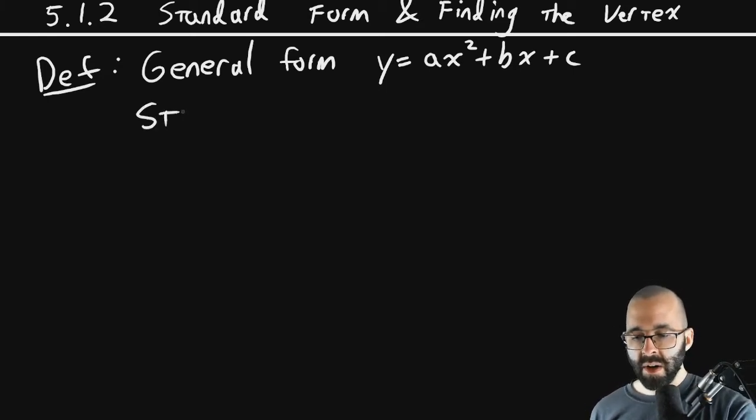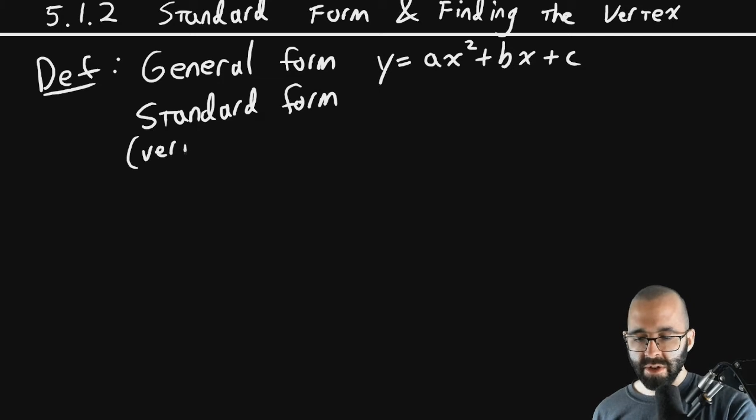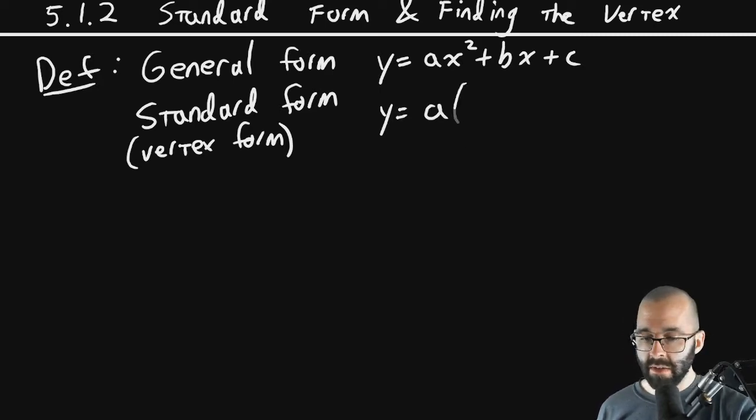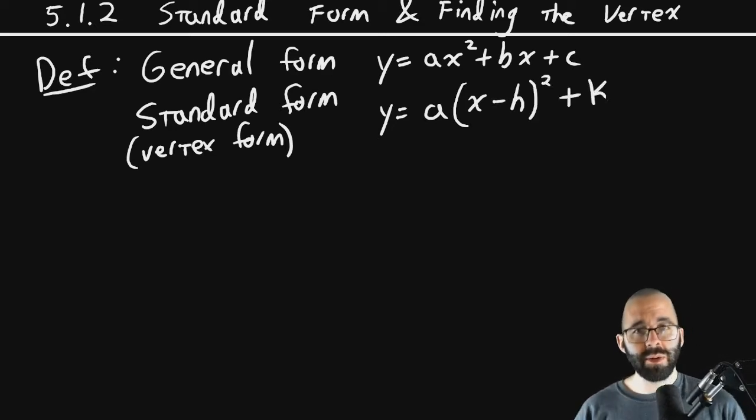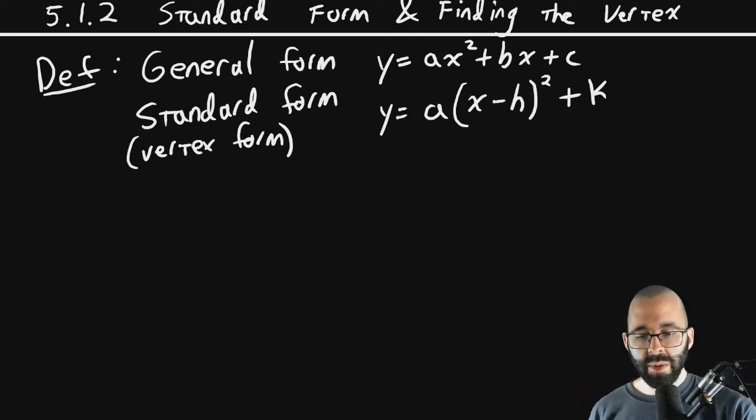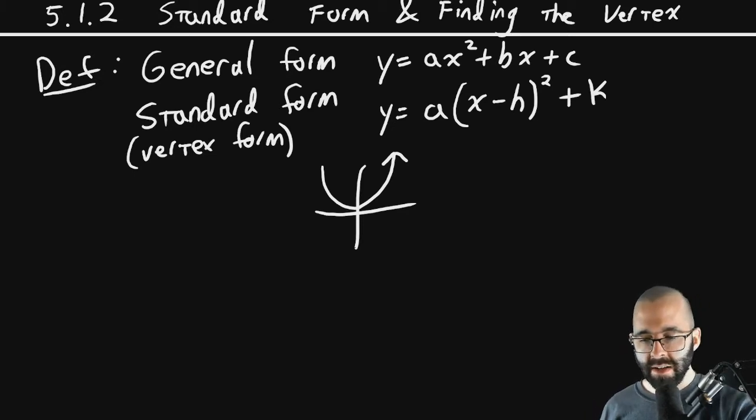Now, standard form, also known as vertex form, is the really nice one. This is nice in some situations, but standard form or vertex form is also really nice. And that's going to be y equals a, that's the same a, times x minus h squared plus k. And this is really nice because it is exactly what we've been using for function transformations, right? This says that we have our standard parabola, y equals x squared. We moved it right h, up k.